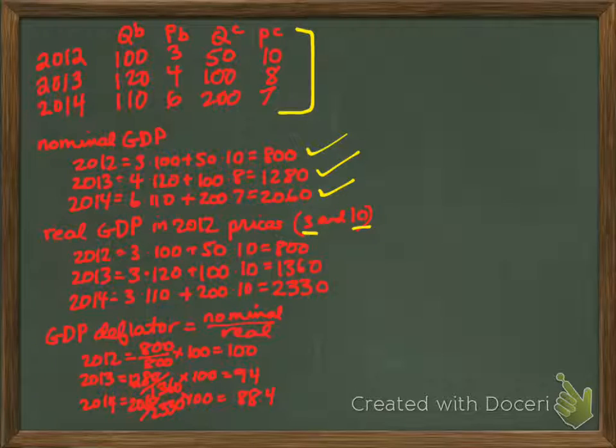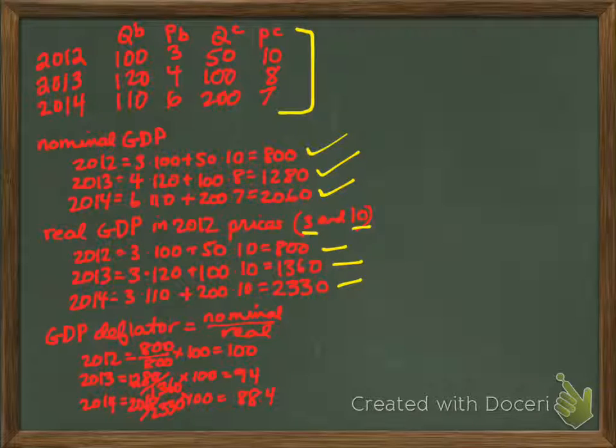So for 2012, we get, of course, 800, the same as before, since that's exactly the same as nominal GDP. For 2013, we have real GDP of 1360. For 2014, real GDP of 2330.